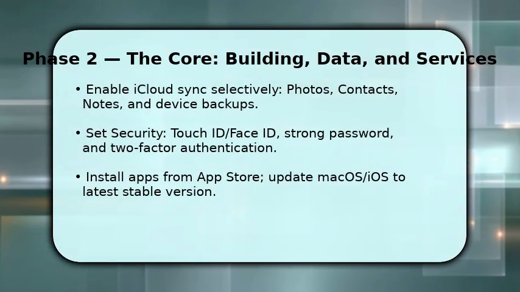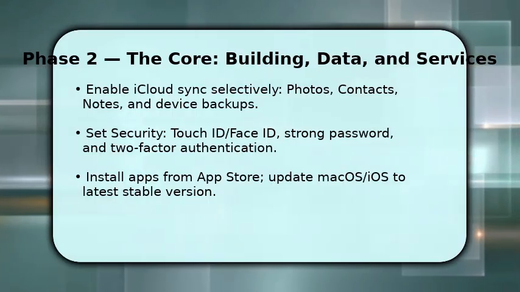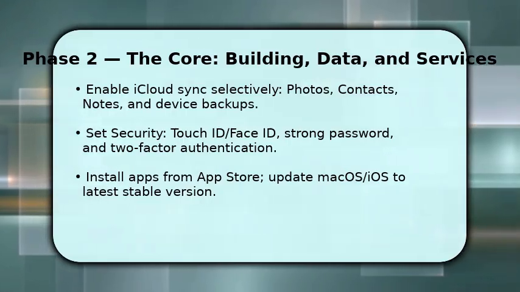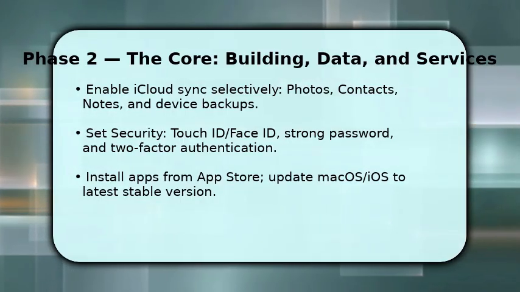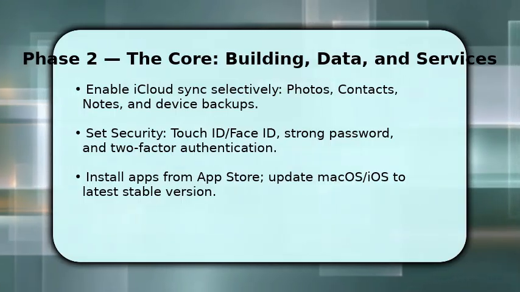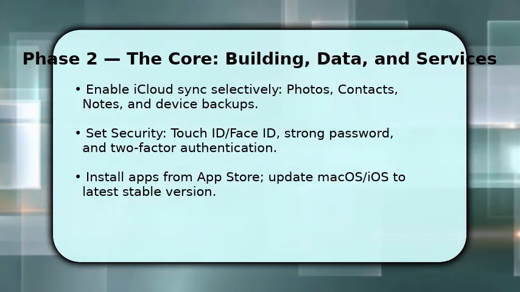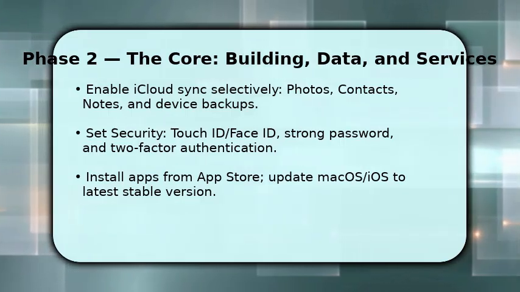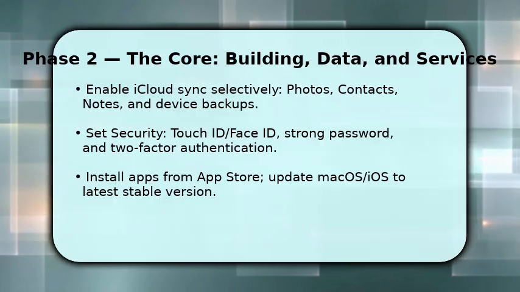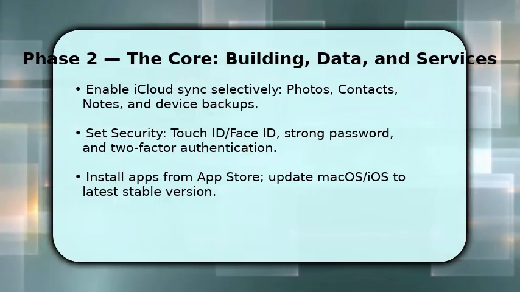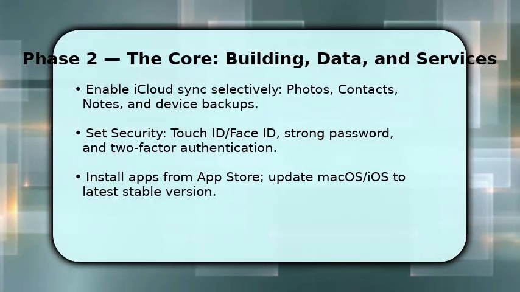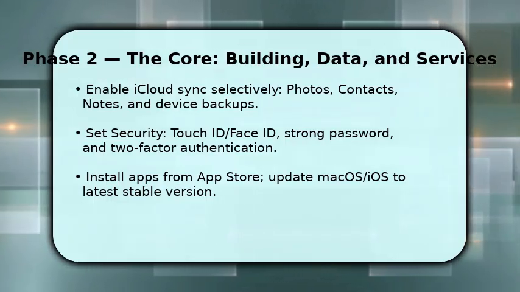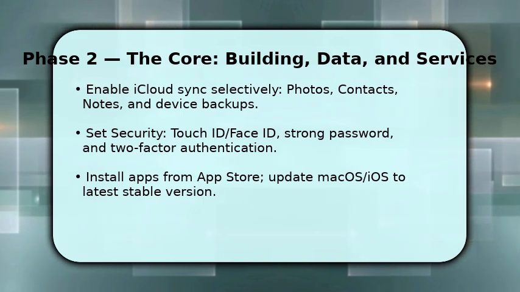Now you configure privacy, security, and apps. Start by enabling iCloud sync only for the data you need, because selective syncing saves space and reduces clutter. Next, set up Touch ID or Face ID and a strong passcode, and turn on two-factor authentication to harden access. Then install essential apps from the App Store and run system updates to the latest stable release for compatibility and security. Make sure to review app permissions so background access matches your privacy expectations.